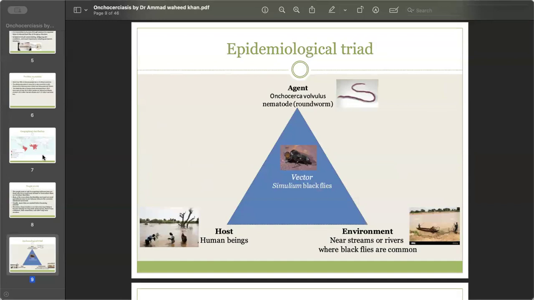Epidemiological triad includes agent: Onchocerca volvulus, a nematode roundworm; environment: near streams or rivers where black flies are common; and host: the human being.